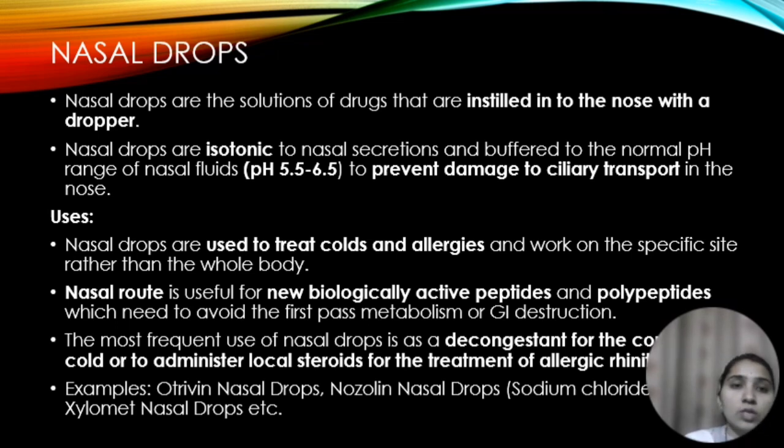Next, nasal drops. Mainly they are used for nasal purposes. Nasal drops are solutions of a drug that are instilled into the nose with the help of a dropper. Nasal drops are isotonic. Iso means same. We maintain the tonicity to match nasal secretion and buffer to the normal pH range of nasal fluid, that is pH 5.5 to 6.5, to prevent damage to the ciliary transport in the nose.